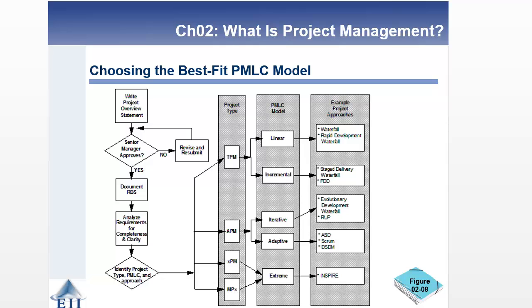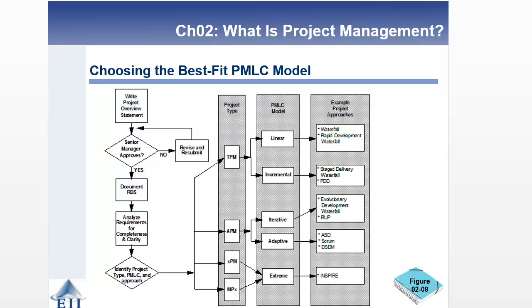Then you've got to go in and pick your project type. Are we going to do a traditional project, an agile project, an extreme, or an emergency project? Once you have that, then you can look at what model is going to be the appropriate model for this project. And we've talked through each of these: linear, incremental, iterative, adaptive, or extreme. And then finally, once you have that model done, you can start looking at the different types of approaches associated with that model. So in the case of linear, there are two different approaches. One's called waterfall and one's called rapid development waterfall.